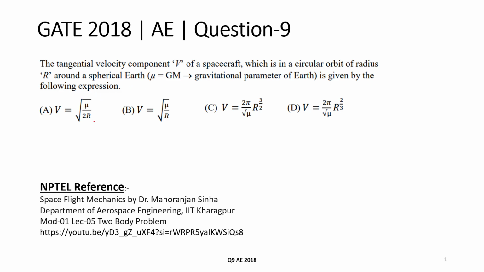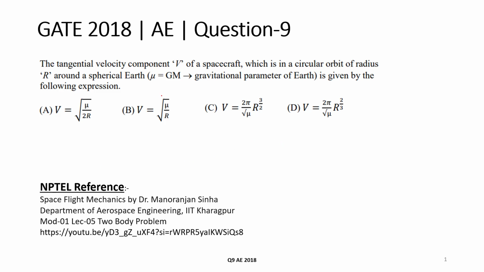A. V equal to under root mu upon 2r. B. V equal to under root mu upon r. C. V equal to 2 pi upon under root mu r to the power 3 by 2. D. V equal to 2 pi upon under root mu r to the power 2 by 3.